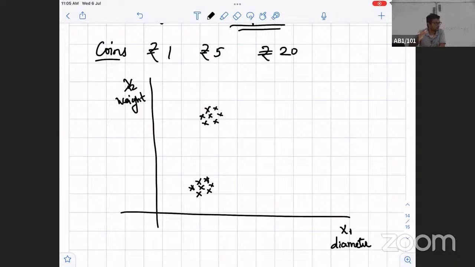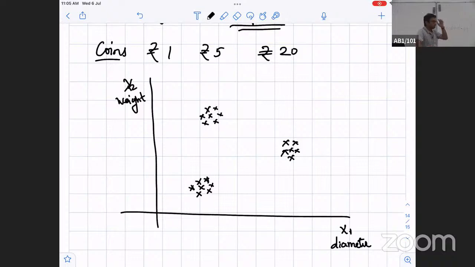So when you have a general problem, there will be some noise, some variations, and yet you would like to identify what those groups are. Similarly, for 20, the diameter is considerably large, and if I'm not mistaken, the weight is between 1 and 5.